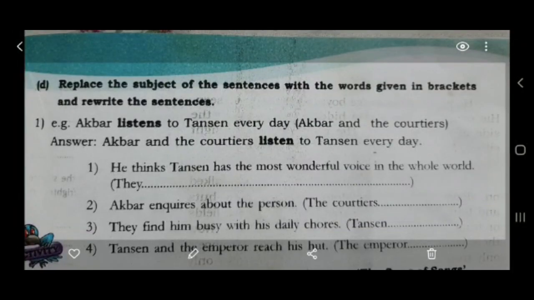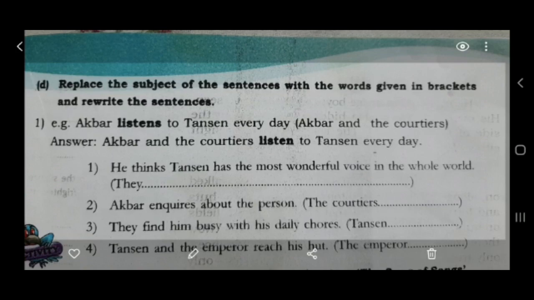Another activity. Take page number 61. At the top of that page you can see Activity D. Replace the subject of the sentences with the words given in brackets and rewrite the sentences. Now number 1, example. Akbar listens to Tanzan every day. In the bracket, Akbar and the courtiers.